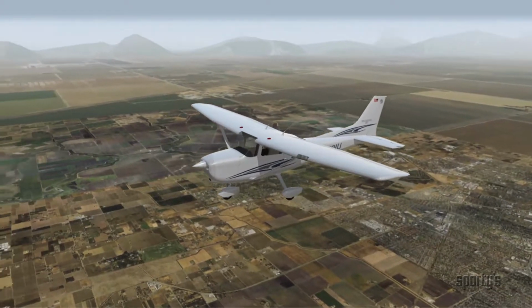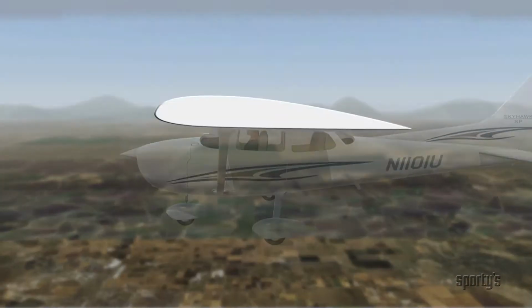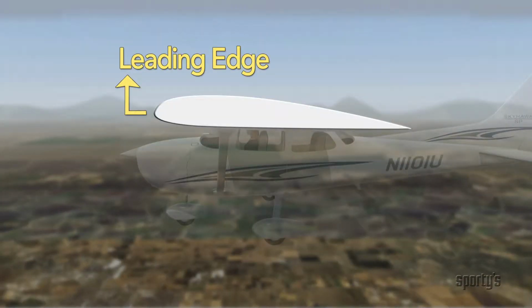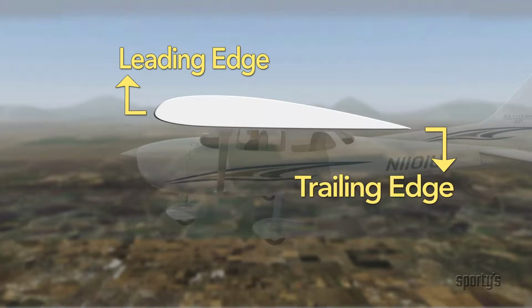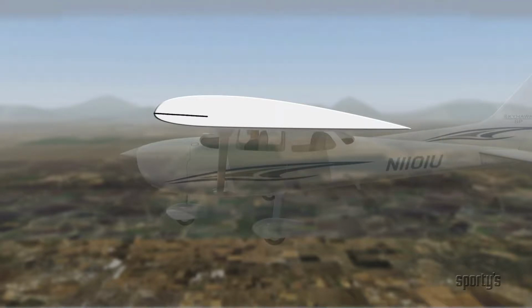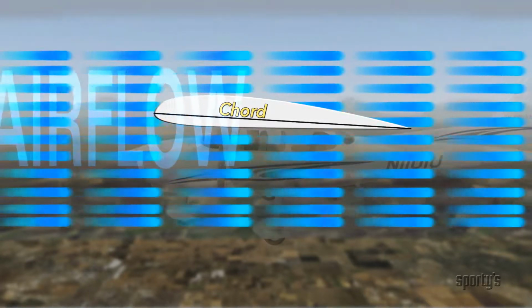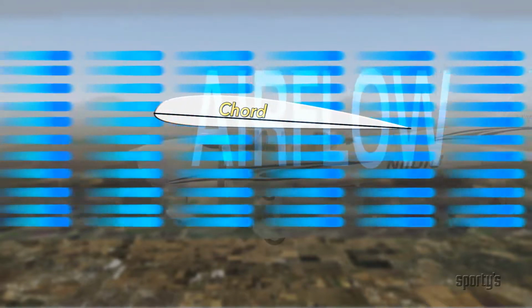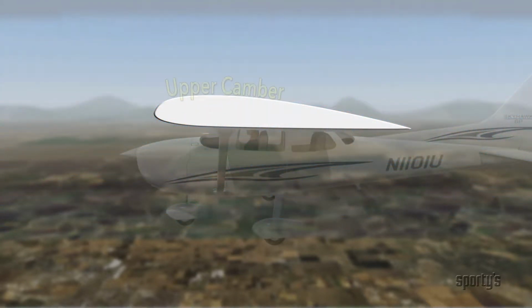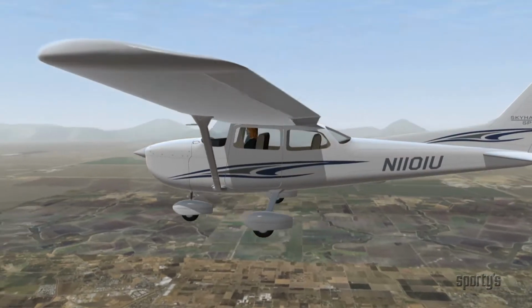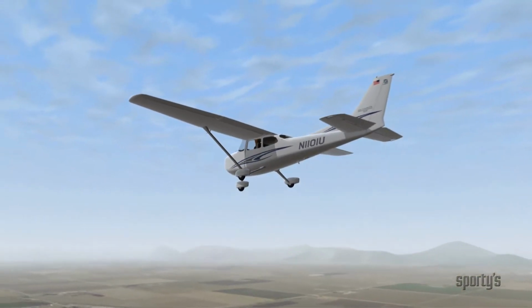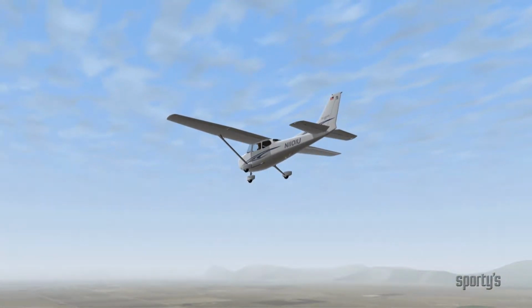Before we leave airfoils, let's name the principal parts of an airfoil. The front is called the leading edge, and the back is called the trailing edge. In cross-section, an imaginary line drawn between the leading edge and the trailing edge is called the wing chord. Later, we'll see that the relationship between the wing chord and airflow is important when we control lift. The top curve is called the upper camber, and the bottom curve of the wing is the lower camber. In the next video volume, we'll continue with an in-depth look at all the forces involved in flight.